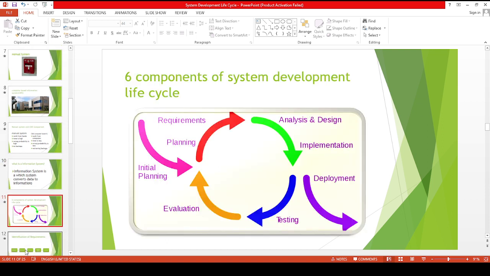Six components of system development life cycle. System development life cycle has six components: requirements of a solution, planning of the solution, evaluation of the solution, testing and debugging, solution deployment, implementation, and analysis and design. There are the six components of the system development life cycle.